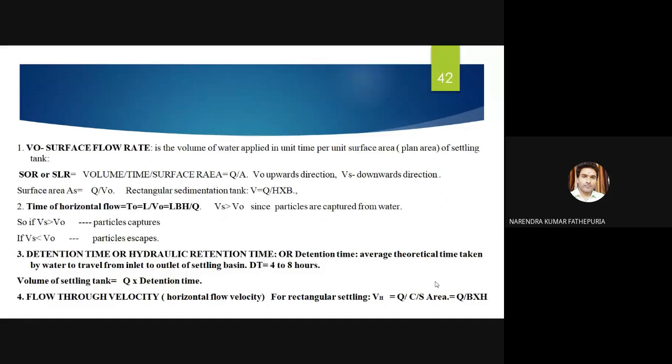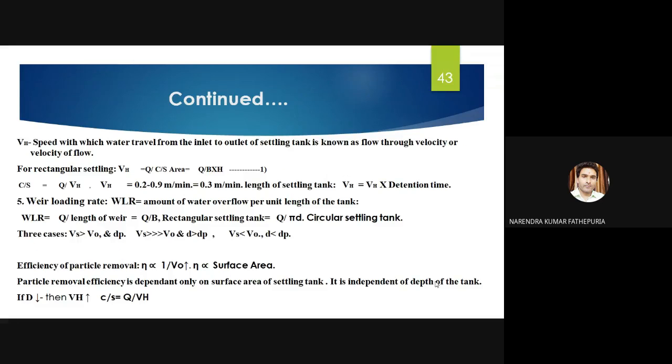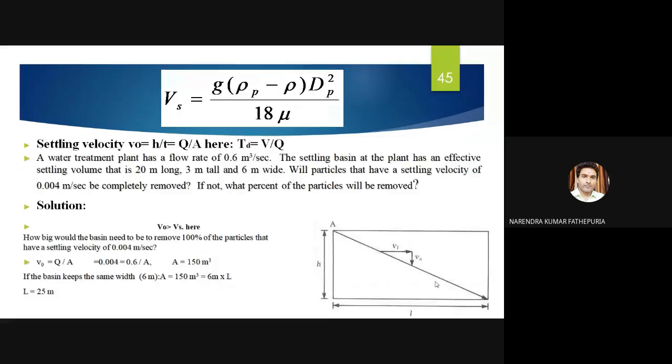Typical dimensions of a sedimentation tank and various parameters like surface flow rate, time of horizontal flow, and detention time, or we can say the HRT, hydraulic detention time. Various numericals we also did last time. Then hydraulic efficiency and particle removal efficiency we also discussed. The settling velocity, this is the Stokes law for settling velocity, and then one numerical we discussed last time.